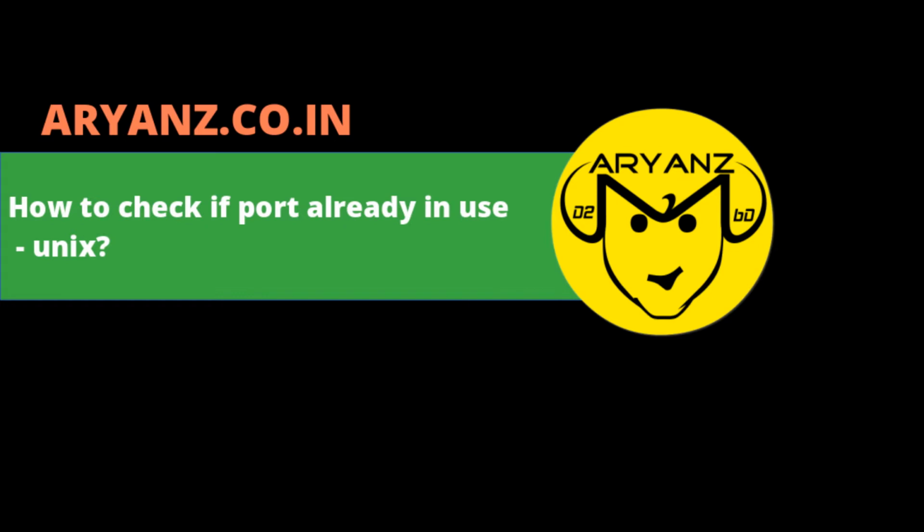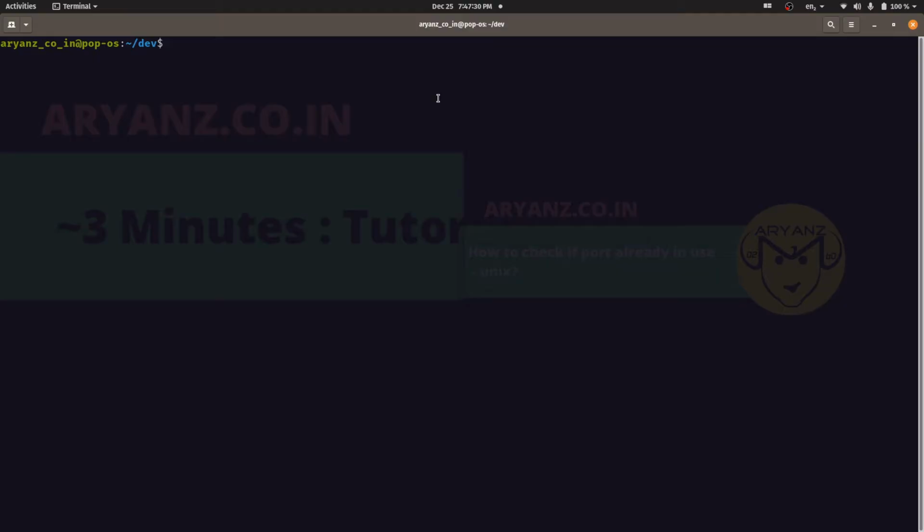In today's 3 minutes tutorial, let's see how to check if a port is already in use in Unix. At certain times you might be wondering how to check what port is being used when you're developing any Spring Boot application or any other application where you want to specify a port. To do that, we are going to use netstat -fen.